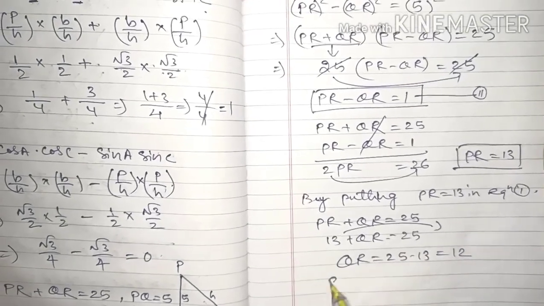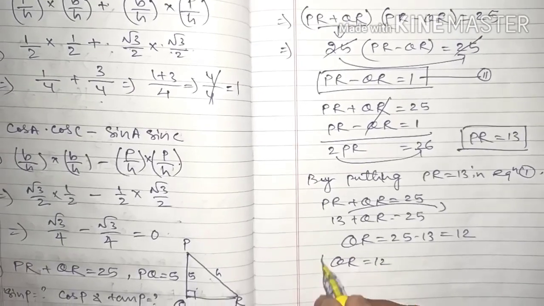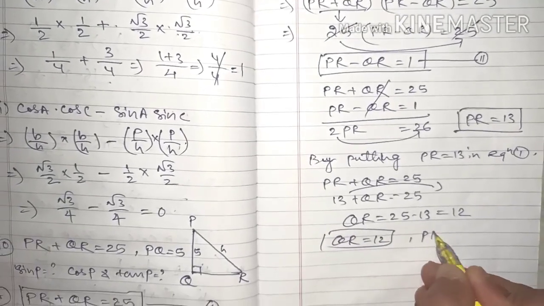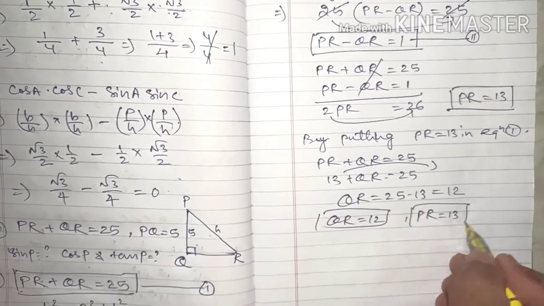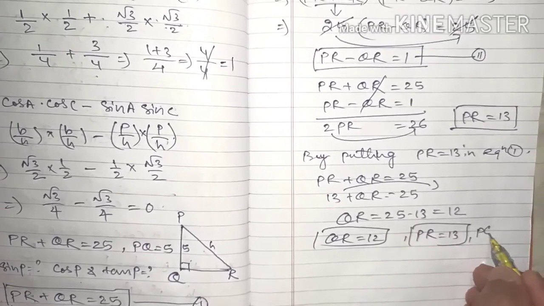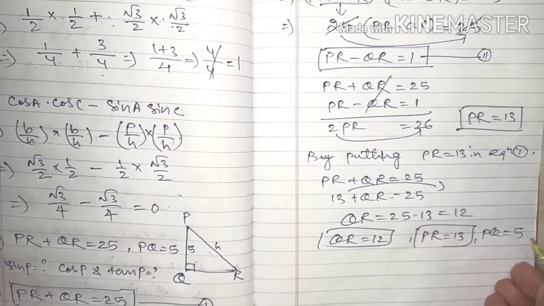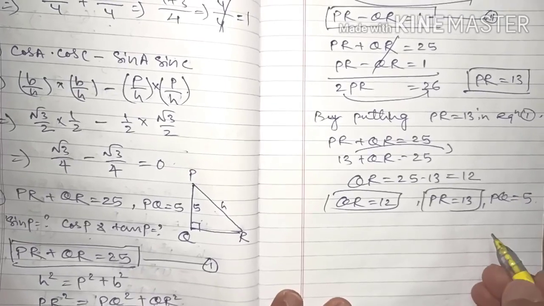So we got the value of QR equals 12, PR equals 13, and PQ is already given as 5. So I will just draw the diagram once again.